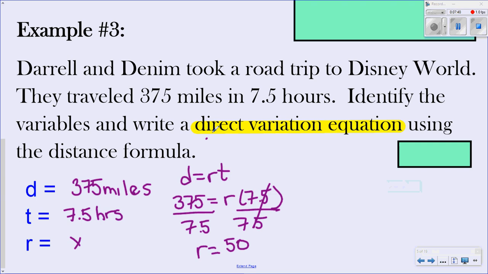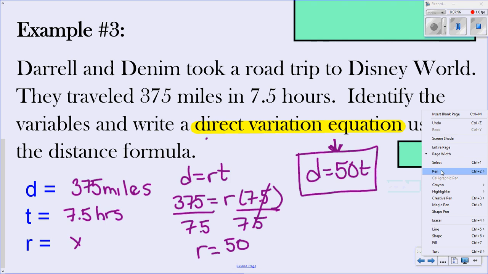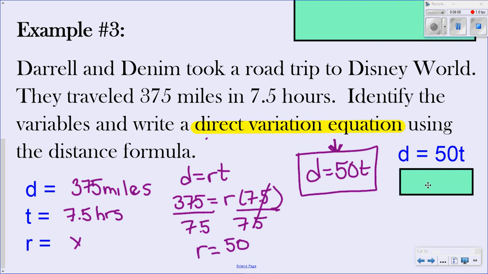And now I need to write a direct variation equation using what I found. So it will be d equals 50t. They want me to give the equation, because if you just stop at r equals 50, then that's not what they were asking you for. They want you to write an equation. So pay attention to what they're asking you for and how to set it up. Alright, next one.